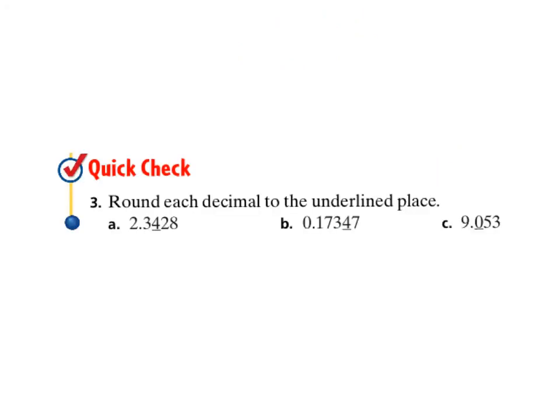Now pause the video and round these 3 in your notebook. Be sure you're rounding to the underlined place that it gives you. So for A, you're rounding to hundredths. B, you're rounding to 10,000ths. And C, you're rounding to tenths.